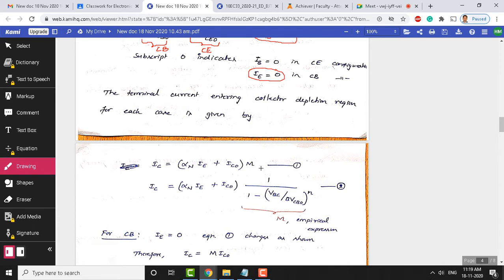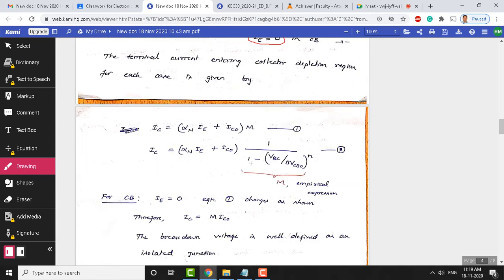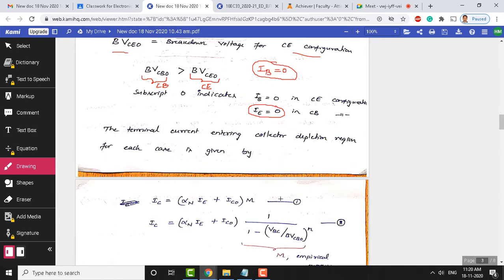M is nothing but an avalanche multiplication factor. This is an empirical expression we have for m here. No need to derive this, there is no proof for this m here. So, we just define what that m is. M is given by this equation that you are seeing. So, m is equal to 1 divided by 1 minus VBC divided by B times VCBO. This is for the common base configuration here.